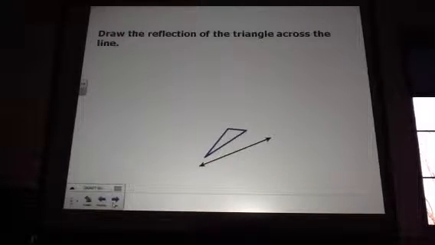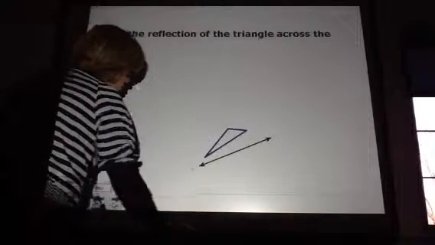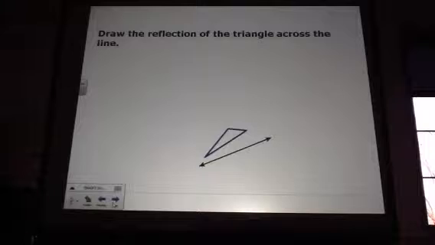Okay, so we need to draw the reflection of a triangle across this line. What we need to do here, and guys, you all need to use a straight edge. I'm going to try to eye it because when I put a ruler on the smart board, it messes the smart board up. And I don't have math tools on my smart board yet.